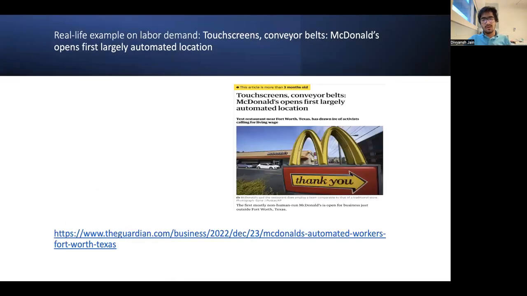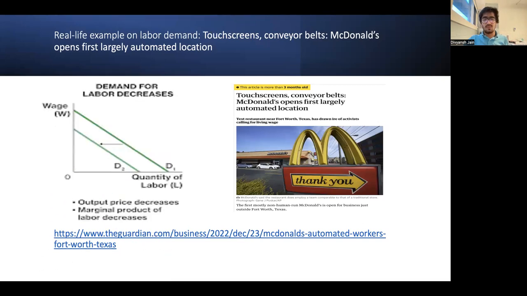This is one of the real life examples where McDonald's in Texas uses machinery. And this is the substitution effect, where the whole McDonald's store is worked by machines and it requires no workers. So in this case, the labor demand curve will shift to the left.